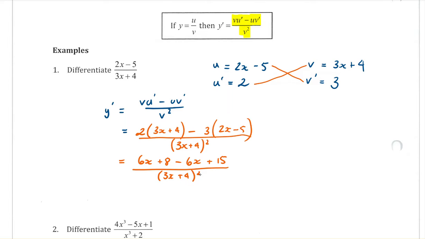Collecting up the top, you'll see that the x's will cancel out. 6x minus 6x is gone. And 8 plus 15 makes 23 over 3x plus 4 all squared. That's it. Quotient rule.